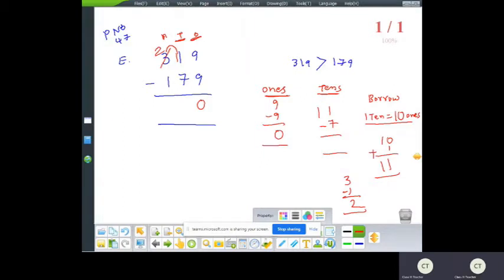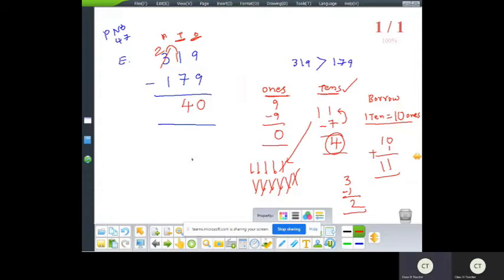Now subtraction of 11 and 7. 7 is subtracted from 11. It means 11 lines: 1, 2, 3, 4, 5, 6, 7, 8, 9, 10, 11. From 11 we subtract 7. Cut 7 lines: 1, 2, 3, 4, 5, 6, 7. After cutting 7 lines from 11 lines, there are 4 lines. 11 minus 7 is equal to 4. This answer goes under tens.